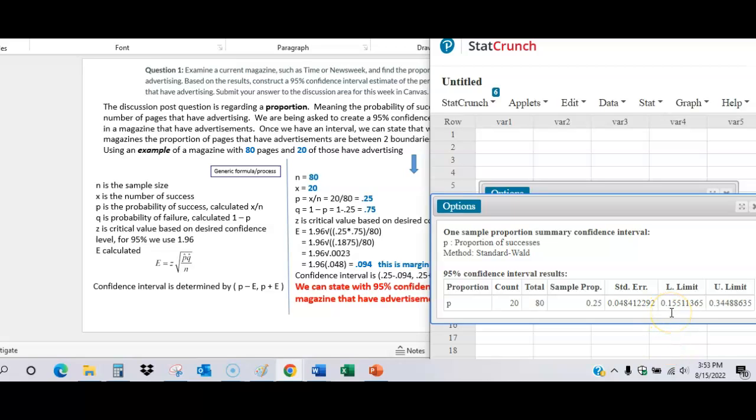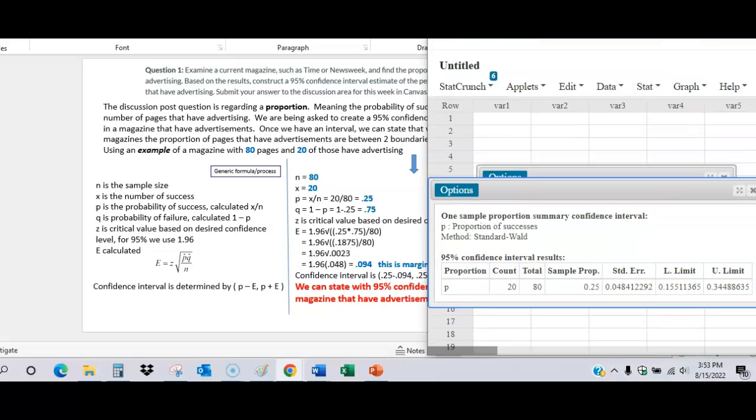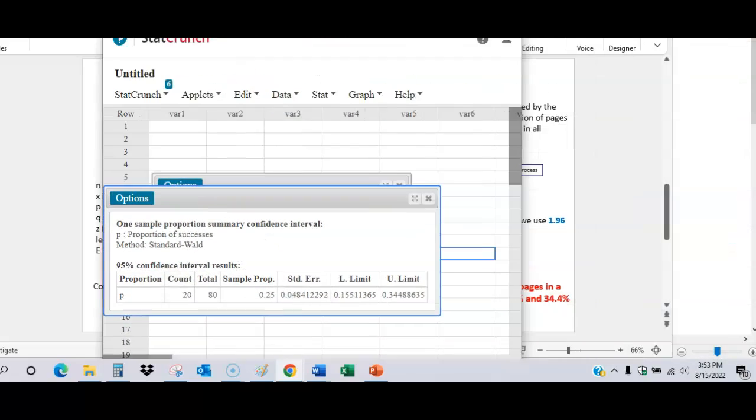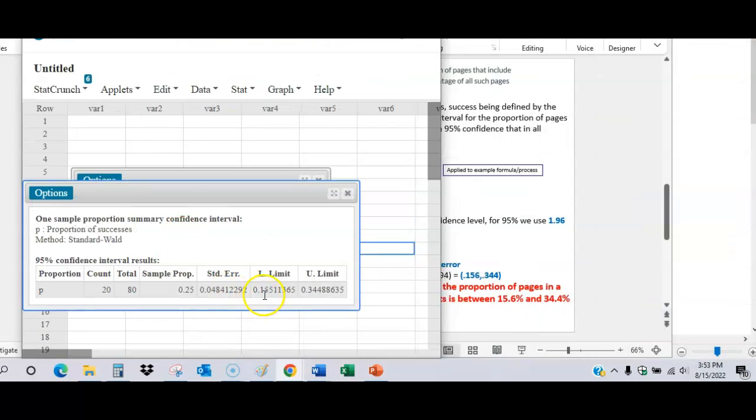And here we have our 0.155. We came up with 0.156. That's okay. Probably due to rounding. And 0.3448 or 34.5. Again, that's okay, probably just due to rounding when I did it manually. So that's the process for doing it manually and doing it using StatCrunch.